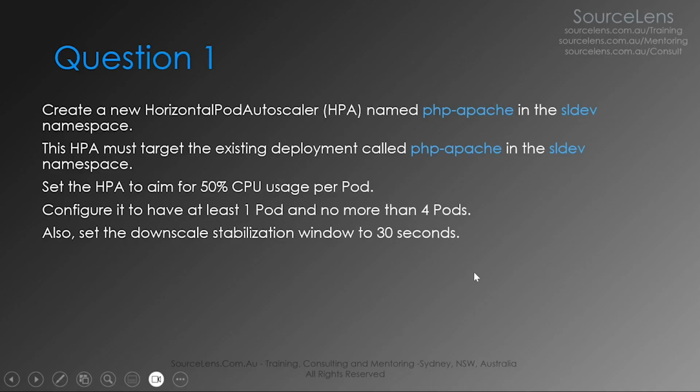So this is the first question we are going to discuss. I will not be reading out the questions, but I'll ask you to pause the video and have a read yourself while I point out the important points in this particular question. This question is all about horizontal pod autoscaler, or HPA, pretty much creating an object in Kubernetes called horizontal pod autoscaler. That's what this question is all about.